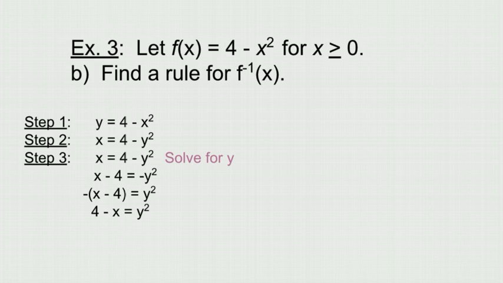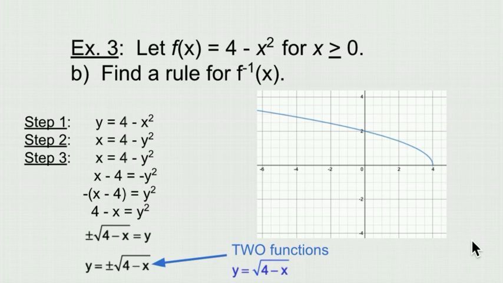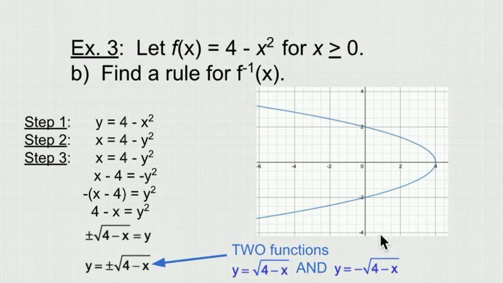Now I'm going to solve for y by taking the square root of both sides, and normally I would have to take the positive and negative square root of 4 minus x, but like we saw earlier, that's actually two functions stuck together. That's y equals the positive square root of 4 minus x, which is the top half of the sideways parabola, and it's also y equals the negative square root of 4 minus x, which is the bottom half of the parabola. And like I said earlier, this is two functions stuck together.